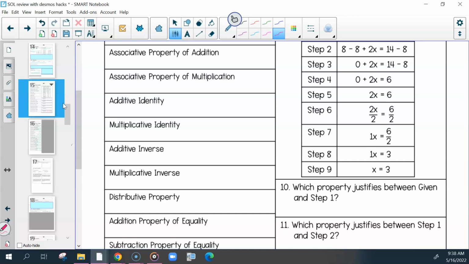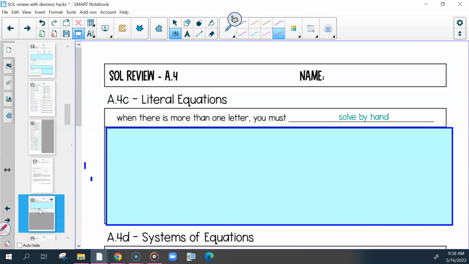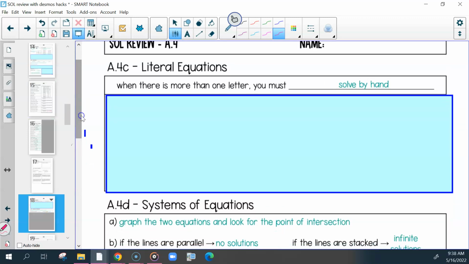Okay. On the next page, for literal equations, this is something we just talked about. When there's more than one letter, you must solve by hand.